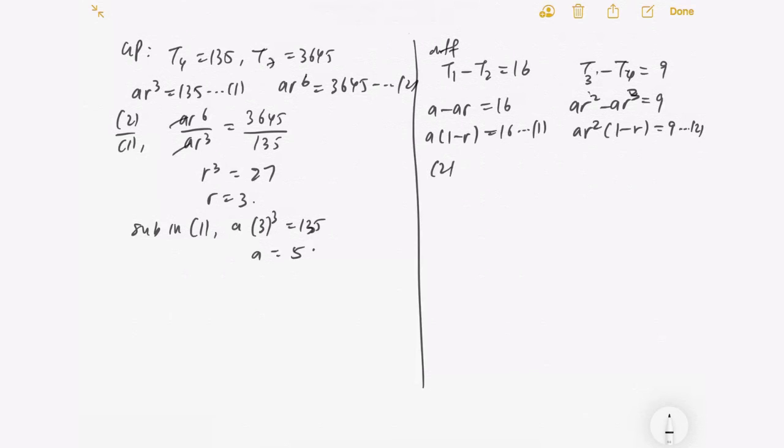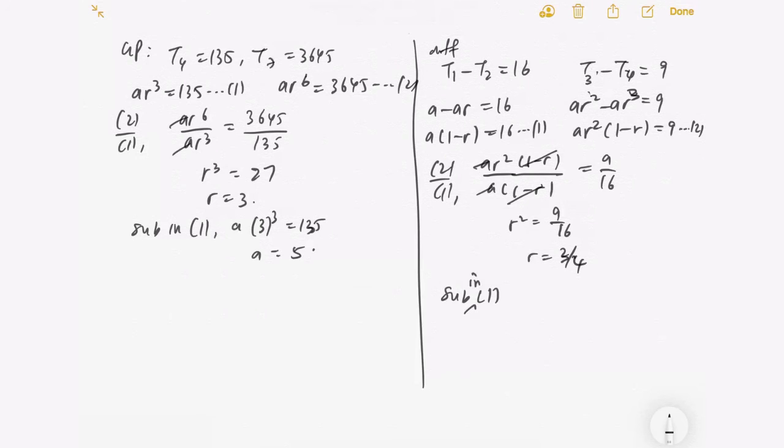So we will take equation 2 divided by equation 1. So AR squared times 1 minus R, divided by A times 1 minus R, is 9 over 16. As you can see, you can cancel, R squared is 9 over 16. When you square root it, you get 3 over 4, sorry. Take this and substitute inside any equation. Maybe I substitute inside equation 1. Right? My A times 1 minus 3 over 4 is 16. A should be 16 times 4, 64. Okay, that's all for the first part, the general term of arithmetic progression.